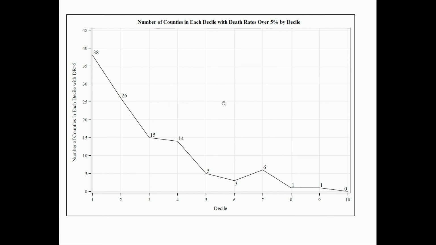This is just the number of counties. There are only 109 counties that had a death rate over 5%. 38 of those 109 were in the first decile. It falls off to 26, 15, and then of course we get down to 0. So this is just the counts in the deciles of the counties with death rates over 5%.